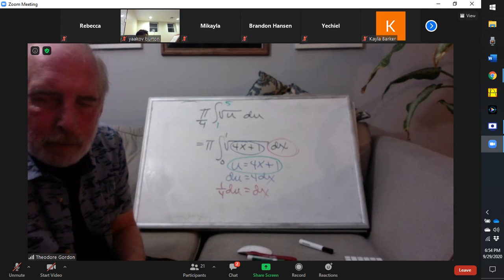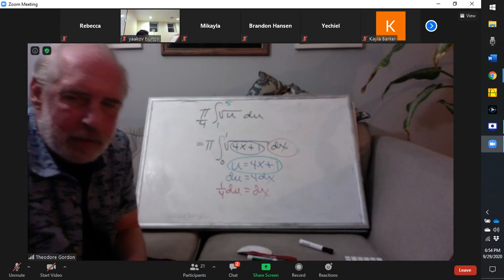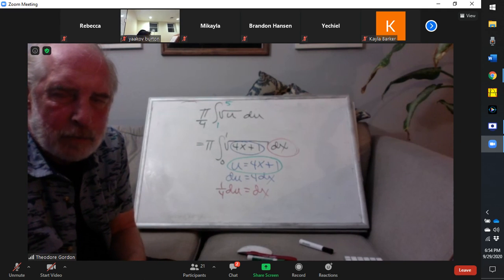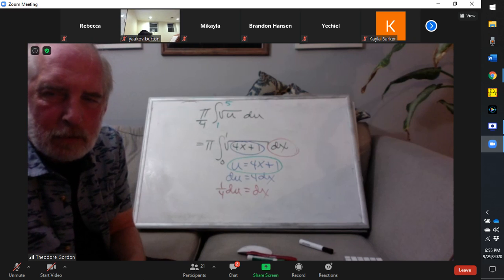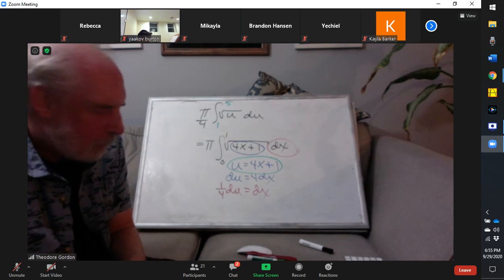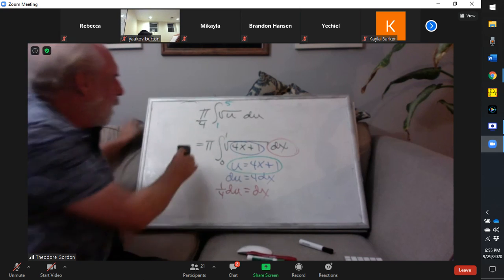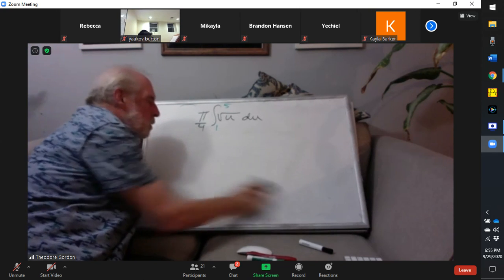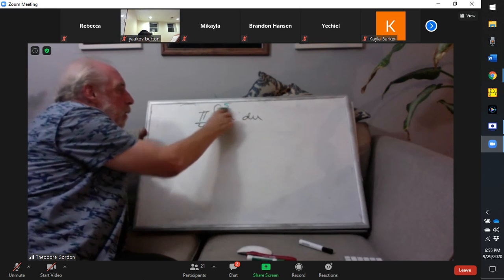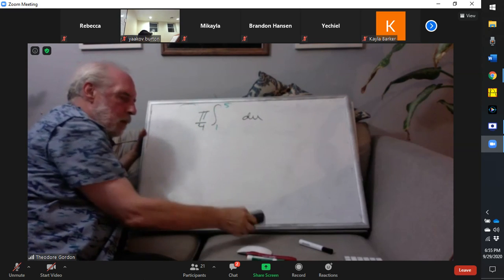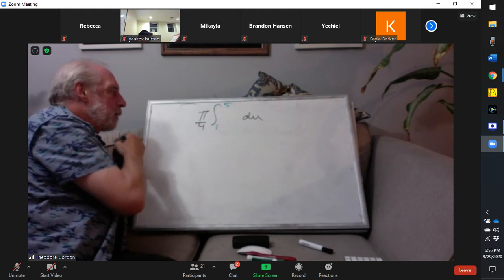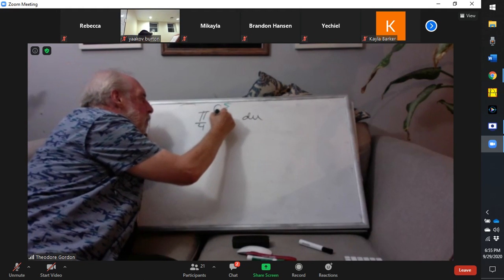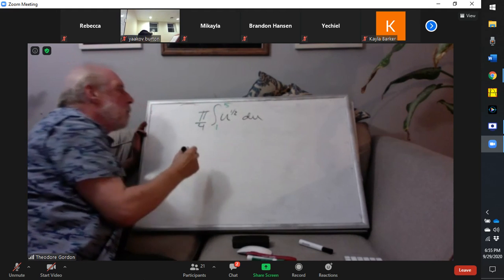All right, I'm going to pause for a minute in case anybody's got some questions. All right, so now we do this integral. So get rid of the square root sign and just write that as an exponent. So we get u to the 1/2 power.